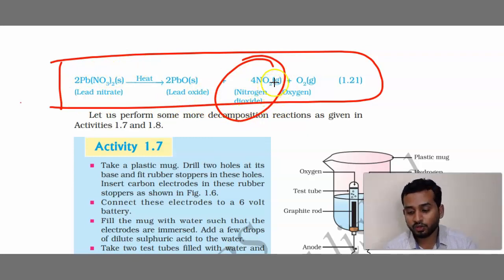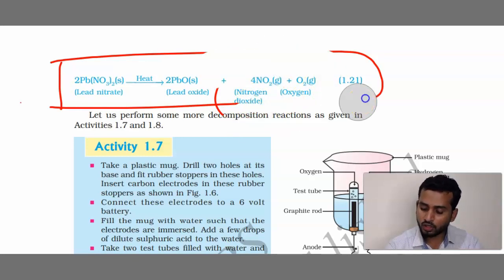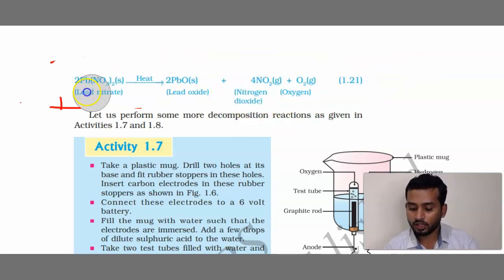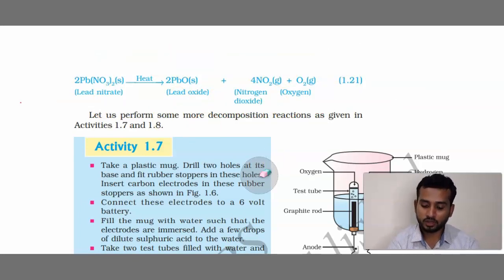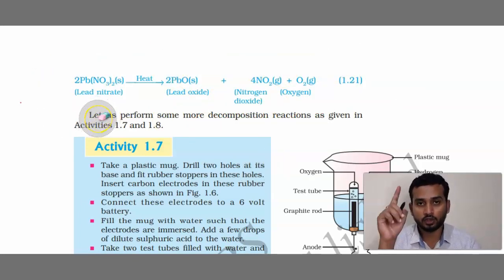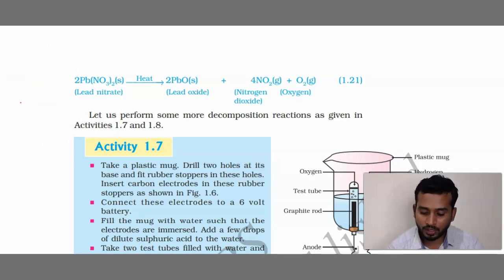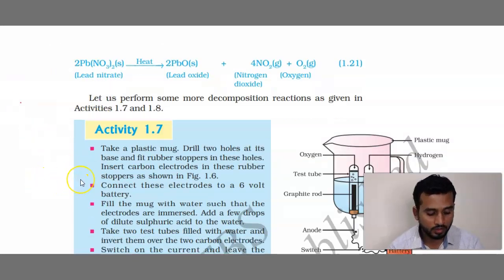So which gas is produced? That is nitrogen dioxide gas and oxygen. Understood? So lead oxide, nitrogen dioxide and oxygen. These are the products produced when we heat lead nitrate. Remember the two reactions, your upper reaction and this lower reaction. Both are very important.